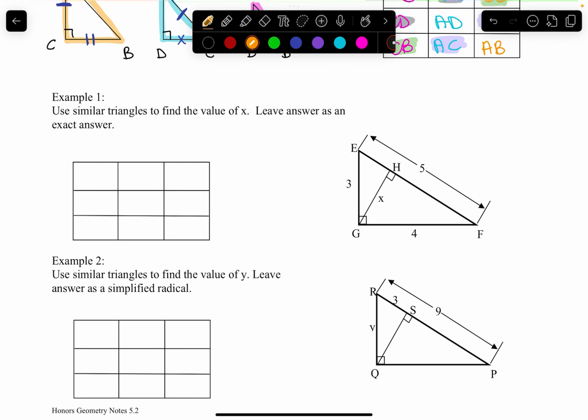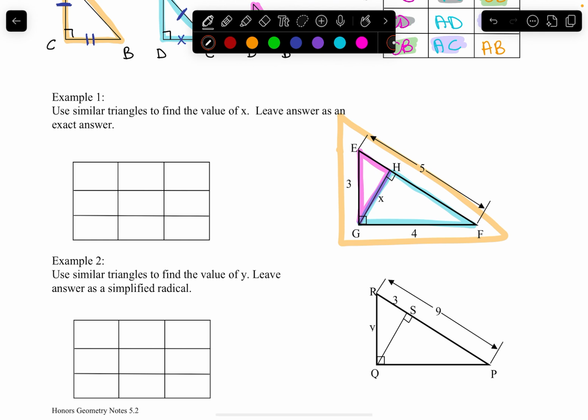So the first example says use similar triangles to find the value of x. Notice that we had one large right triangle. We had an altitude that was drawn, and we know it's an altitude because it intersects at 90 degrees there. So I'm going to break this up into my small triangle, my medium triangle, and my large triangle. I'm going to highlight them the same way every time. You do not have to highlight them if you do not want to.